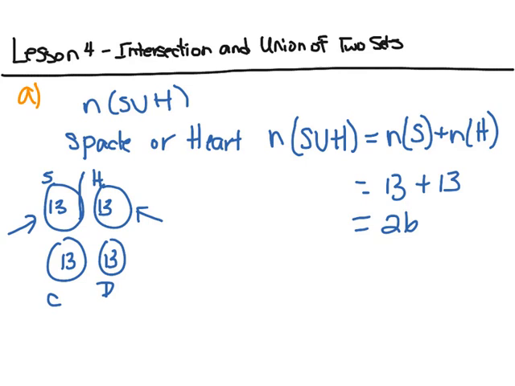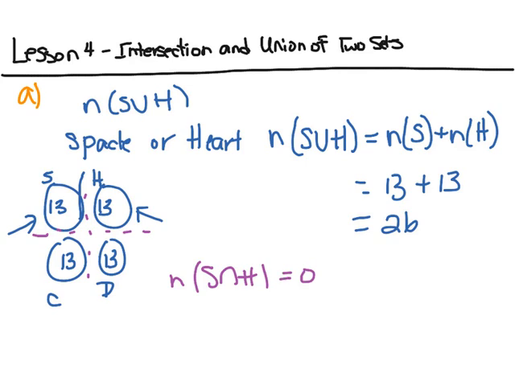To find our intersection though, S and H, we would want to find when you could draw a card and it's both a spade and a heart. That is what our intersection would be. So because you could never draw a card and have it be both a spade and a heart at the same time, these are all disjoint from each other. None of them intersect at all. So our intersection is 0.